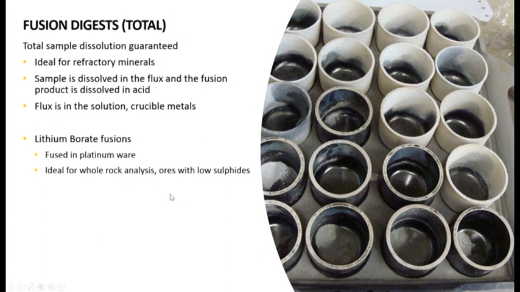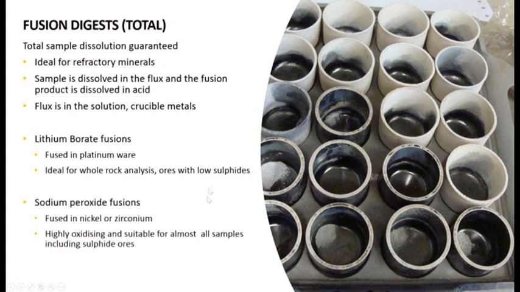Sulfides are not particularly kind to platinumware, although there are tricks of the trade to limit the damage. And then we get the sodium peroxide fusions, which you do in either nickel or zirconium, highly oxidizing and suitable for almost all samples, including sulfide ores. Just remember, if you're doing sodium peroxide, you now have sodium in the solution. If you do it in zirconium, you'll have zirconium and hafnium in solution. So there are a lot of elements that are excluded by the process.